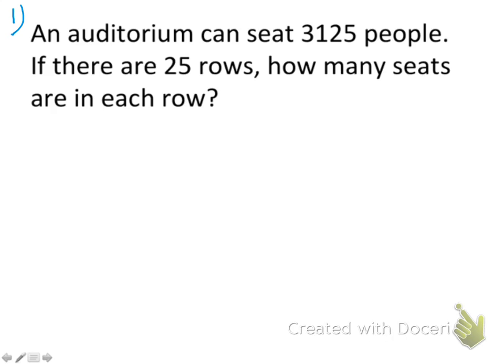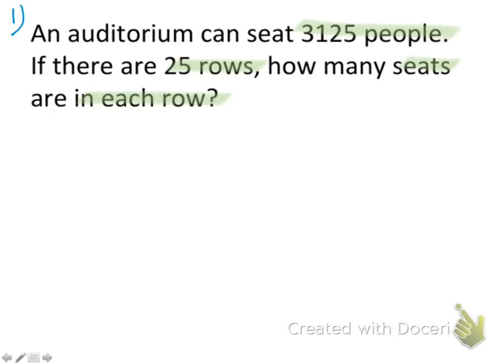An auditorium can seat 3,125 people. If there are 25 rows, how many seats are in each row? Your first step when you get a word problem like this, it's a really good idea to highlight the important information. So I'm going to highlight that there are 3,125 people, there are 25 rows, and that we're trying to find seats in each row.